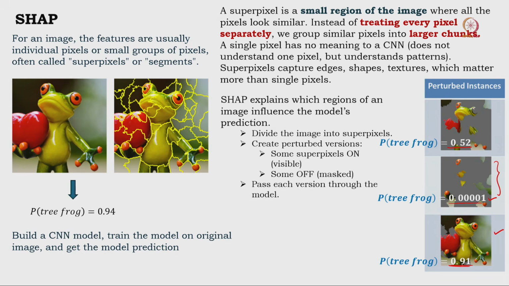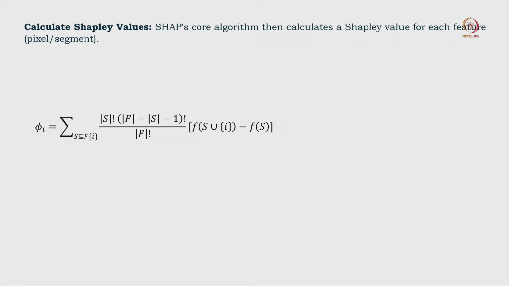We are going to divide an image and create perturbed instances, and for the original image and all the perturbed instances, we are going to pass them to the CNN model and get the predictions. Then, most importantly, we are going to calculate the Shapley values. So, how are we going to calculate them? This is the formula we will use.